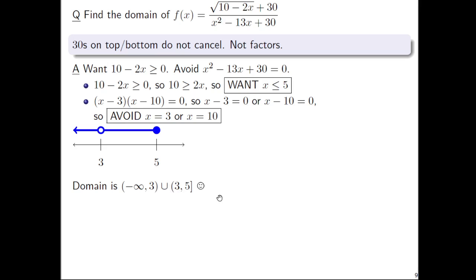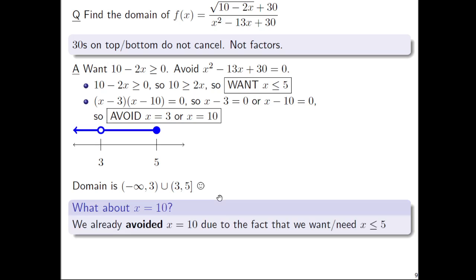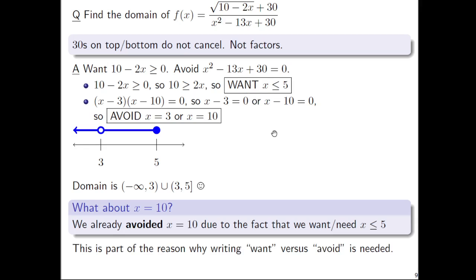And we're done. Though somebody might say, hey, what about 10? We've already avoided 10, due to the fact that we want x to be less than or equal to 5. So the word want and the word avoid are really important to keep in mind here. This is why you want to write these words, want versus avoid. You should write this because they are basically opposites of each other.